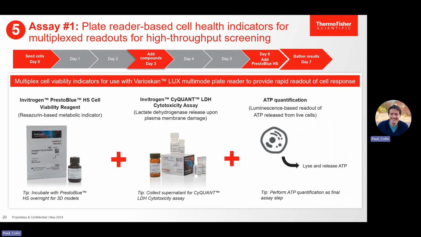For plate reader-based assays, we prefer to multiplex orthogonal measurements of cell viability to assess dose response to compounds by a few different methods. Assays can be run in about a week, as shown in the flowchart at the top of this slide. One analysis protocol involves incubation with PrestoBlue HS, or high sensitivity viability reagent, which is most accurate for 3D models if it's incubated overnight. You can then read that plate and then sample the supernatant to quantify lactate dehydrogenase release from dying cells via the CyQUANT LDH cytotoxicity assay. And finally, lyse the cells remaining in the plate to quantify ATP levels at the different treatment conditions.